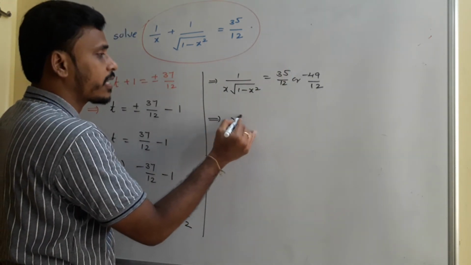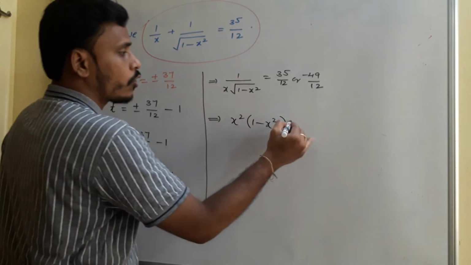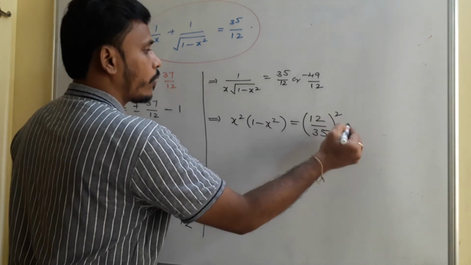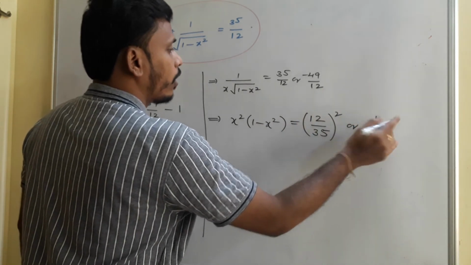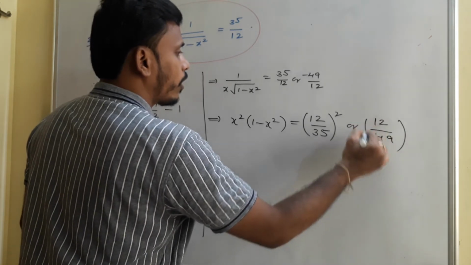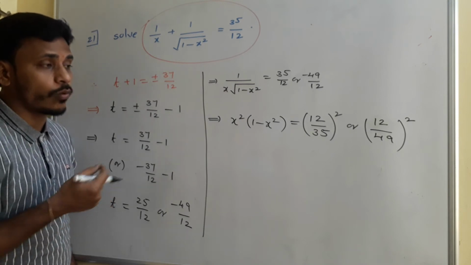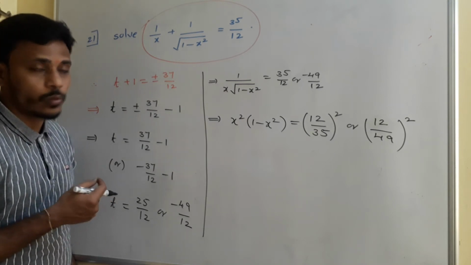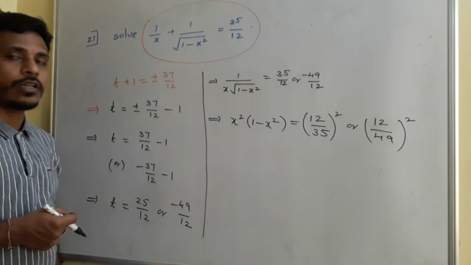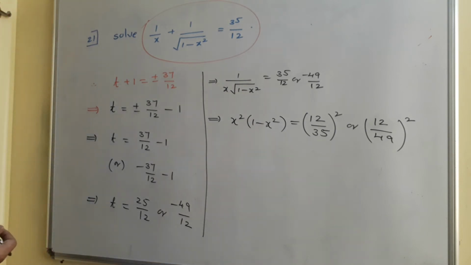So you will get x square into 1 minus x square. Just reciprocal it and apply square. So here again, reciprocal it: 12 by 25, apply square, whole square, or minus 49 by 12 reciprocal it. 12 by minus 49, when you square it, is simply (12 by 49) square. So x square into 1 minus x square is 12 square by 25 square or 12 square by 49 square. So further, how to get the value of x? We need to think about it. Just have a look.